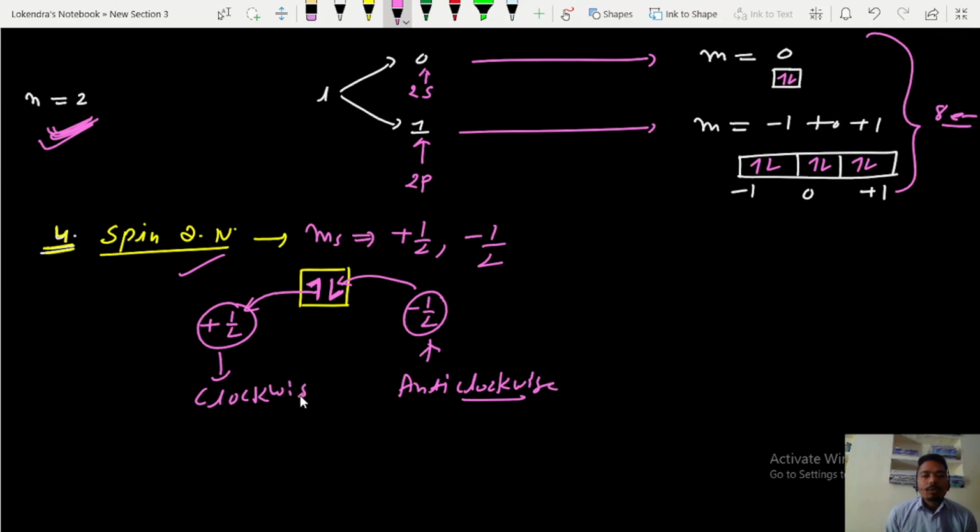So this is all about the quantum numbers.